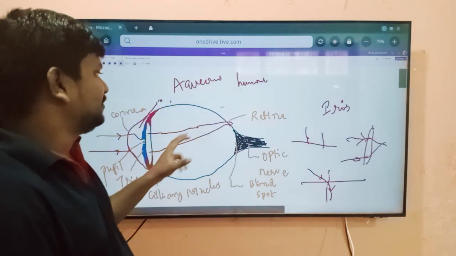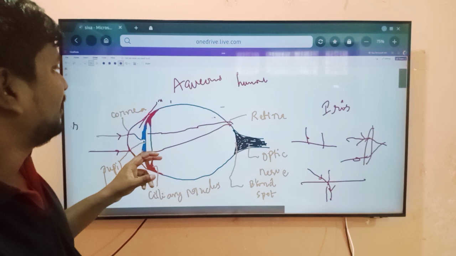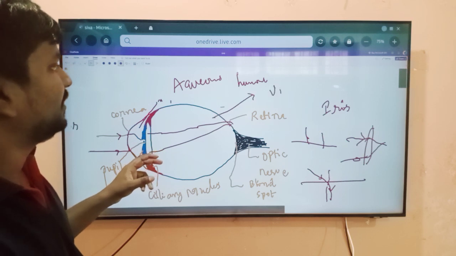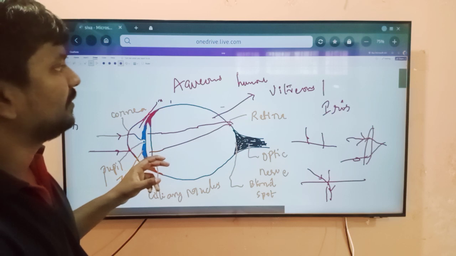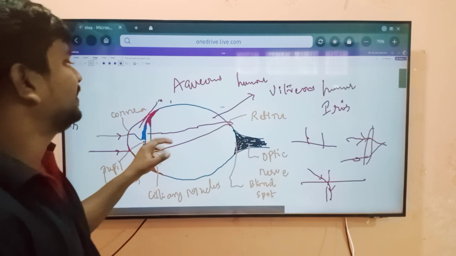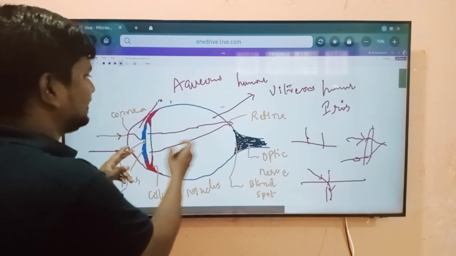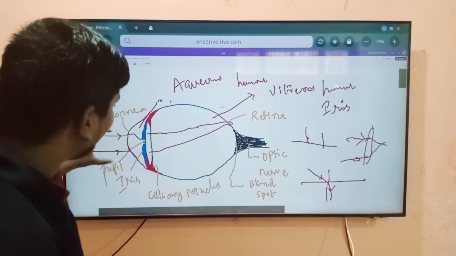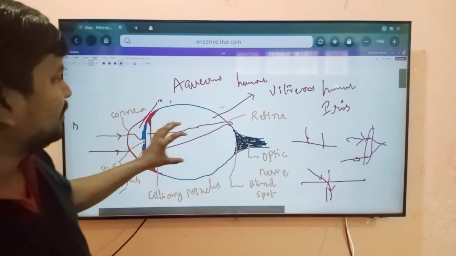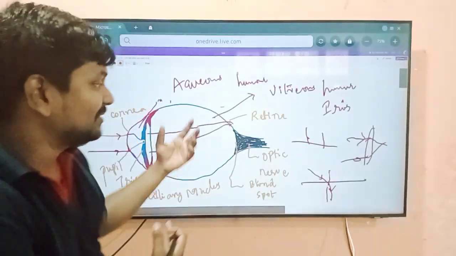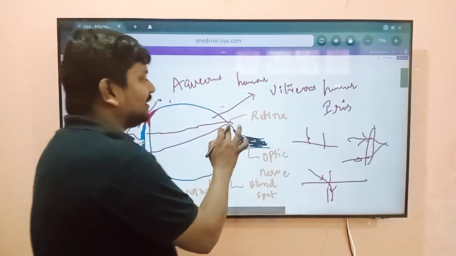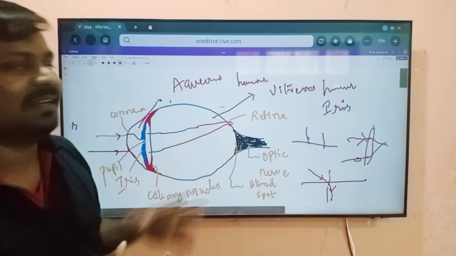And here is the vitreous humor. The vitreous humor is between the lens and the retina. When the light comes and passes through it, since it is a transparent jelly-type liquid, it allows the light to pass through it. There all the light rays will meet at the retina.